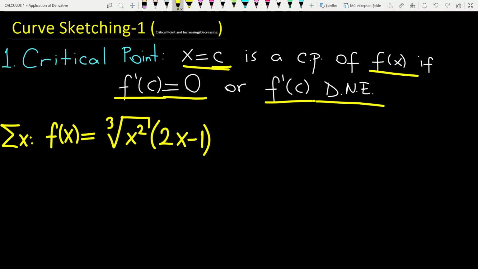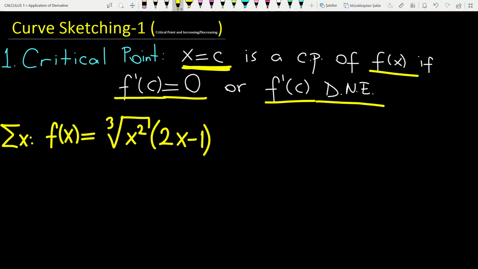Why do I say maybe? If this point is in the domain of the function, then it is a critical point. If this point is not in the domain of the function, of course it cannot be a critical point. This is a crucial remark. So let's solve some problems.